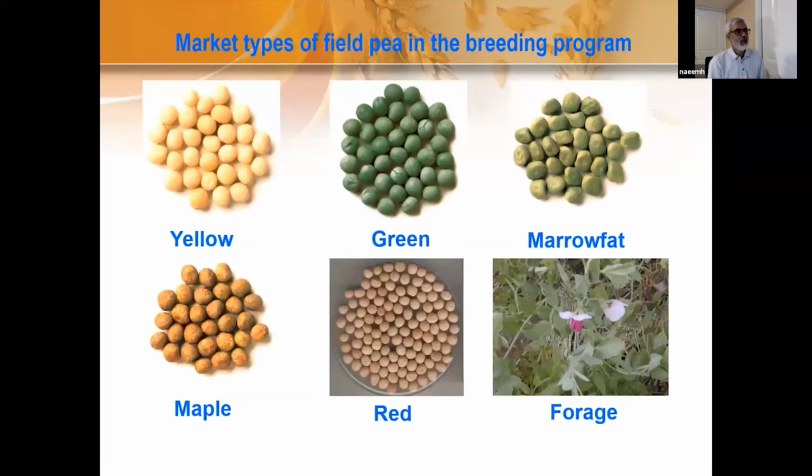Coming to the peas, dry peas or field peas are among the biggest special crops grown in Canada. There are different types: yellow peas, green, marrowfat, maple, and red peas. Among these, yellow peas cover the biggest portion of pea production in Canada. There are over 40 varieties of yellow peas registered in Canada.